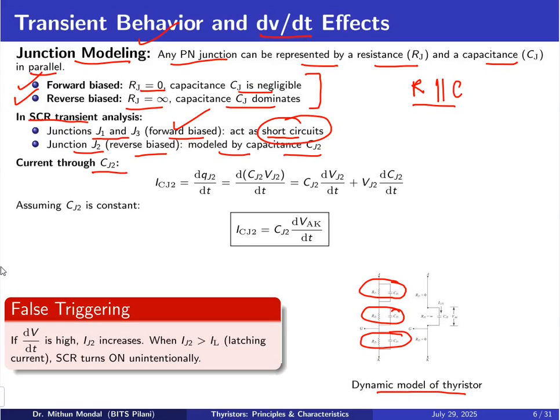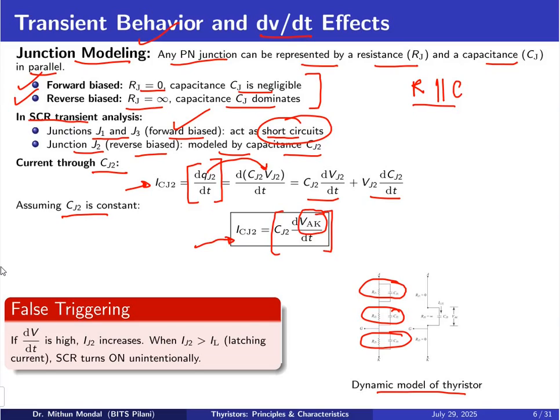So the current in the capacitor of junction 2 will be equal to dq by dt. This formula we can get from the relationship of the current and the charge. So Q can be written as C into V. If you differentiate it, we get two terms, C dV by dt plus V dC by dt. Now, since we can assume that the capacitance is constant, the current in the junction capacitor can be written as C dV by dt, where the voltage is basically between the anode and the cathode.